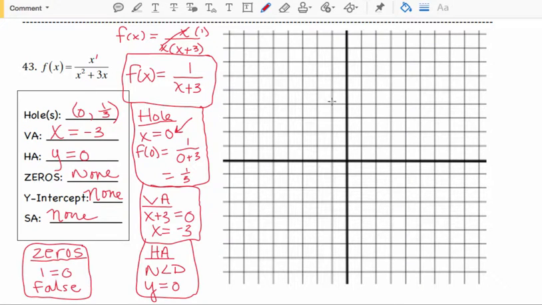I have a vertical at x equal -3. So I'm counting back 3 on the x-axis, and then I'm going to put a vertical line right in there. And then I also have a horizontal asymptote right on the x-axis, which is y equals 0.